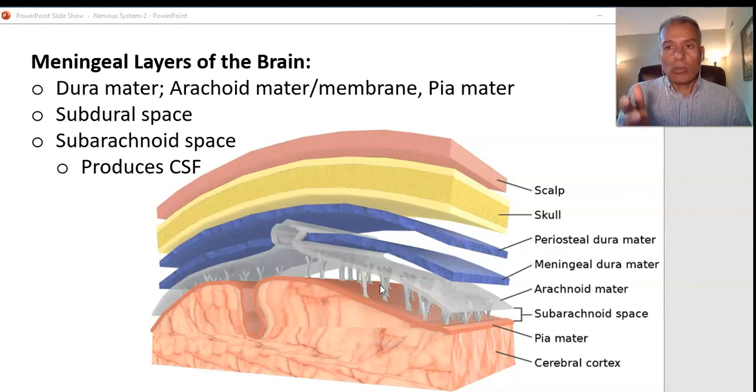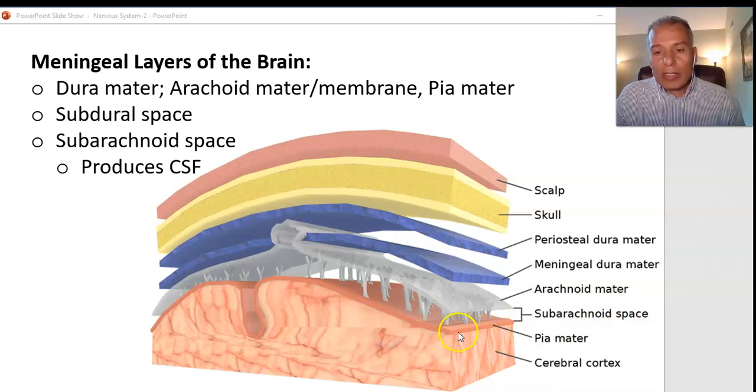it continues to surround the entire spinal cord. That is called the cerebrospinal fluid. And we'll speak about it. So that is the subarachnoid space. And again, I mentioned the cerebrospinal fluid being inside of the subarachnoid space, inside of it.